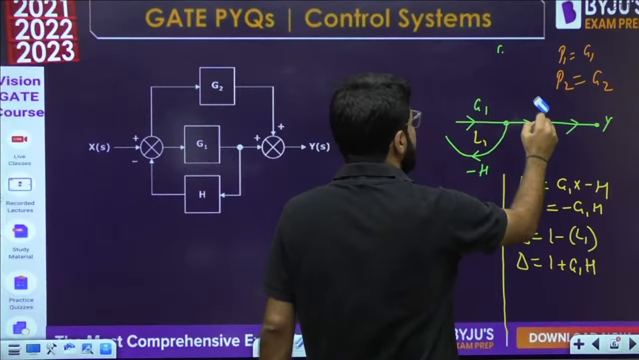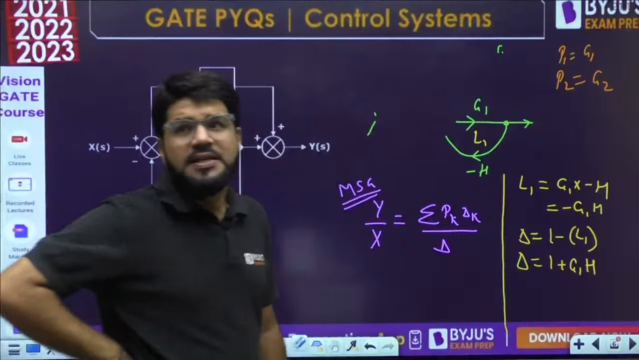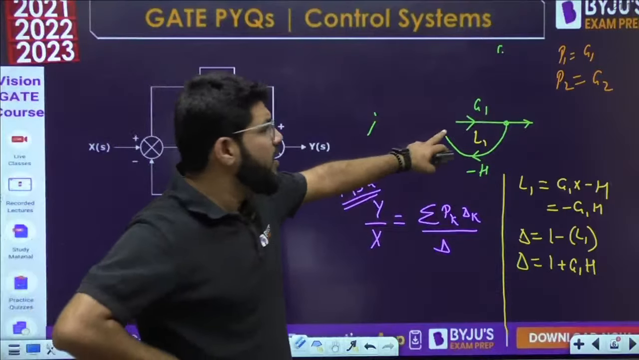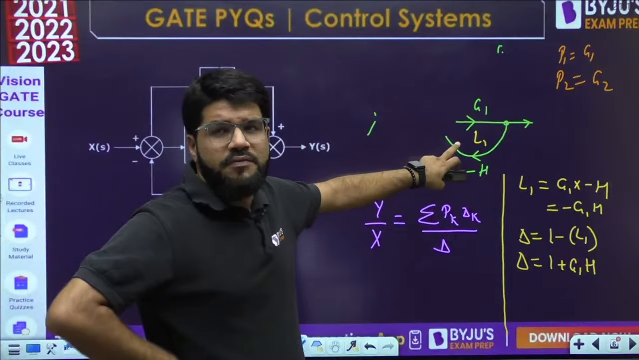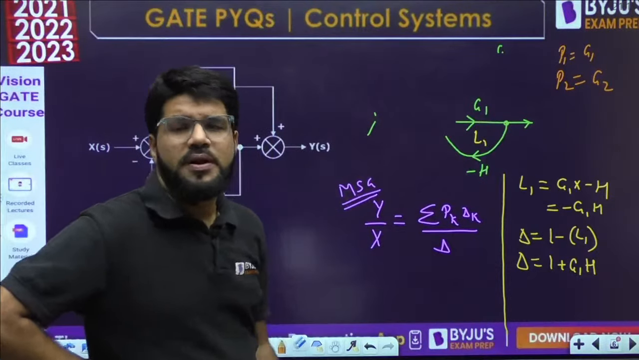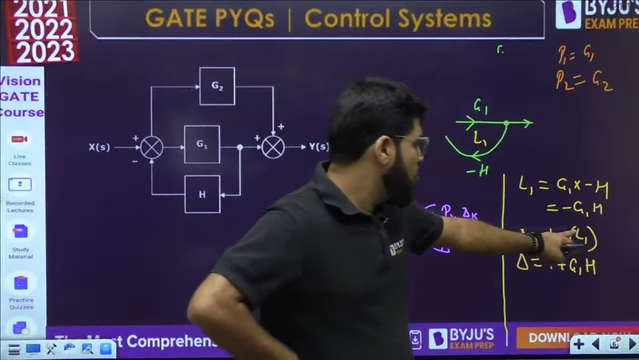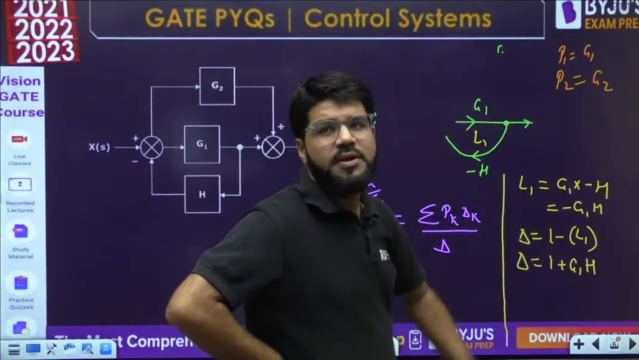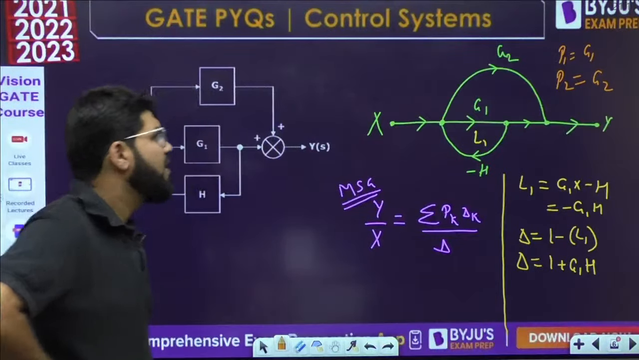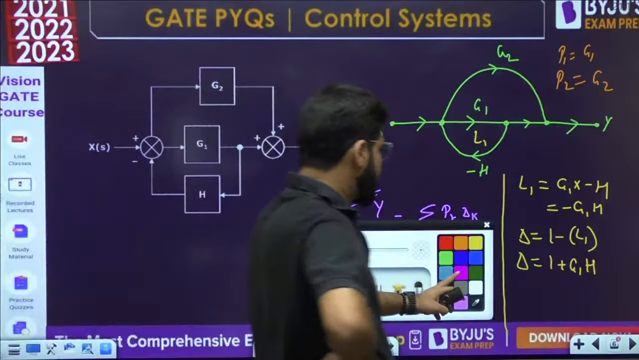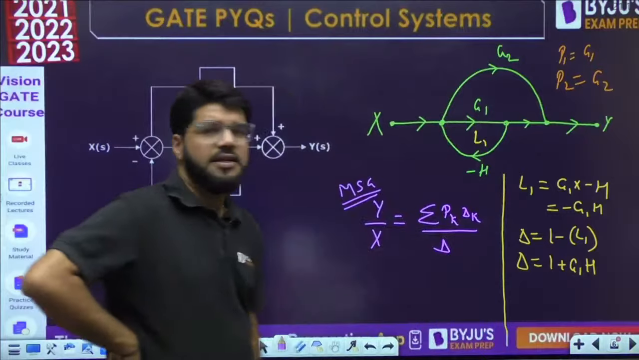Then I erase the second forward path. Is there any loop left? No, the node is open here. Still there is no loop left. And hence, since there is no loop, the delta will again be equal to 1 only. Is that okay? That is equal to 1.